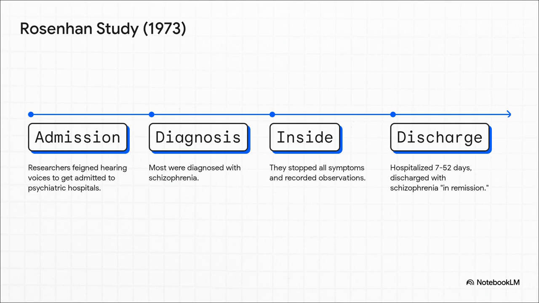Okay, so first, a group of totally sane researchers pretended to hear voices just to get admitted to different psychiatric hospitals. Most of them were immediately diagnosed with schizophrenia. The second they got inside, they dropped the act completely and started behaving normally, just taking notes on everything they saw. And get this, even though they were perfectly sane, they were kept in the hospital for weeks, one of them for almost 2 months.